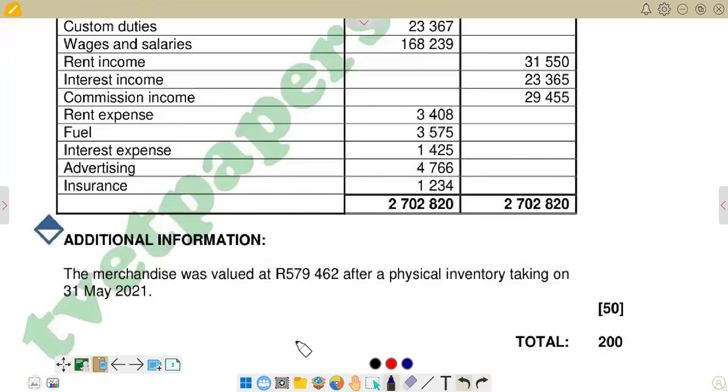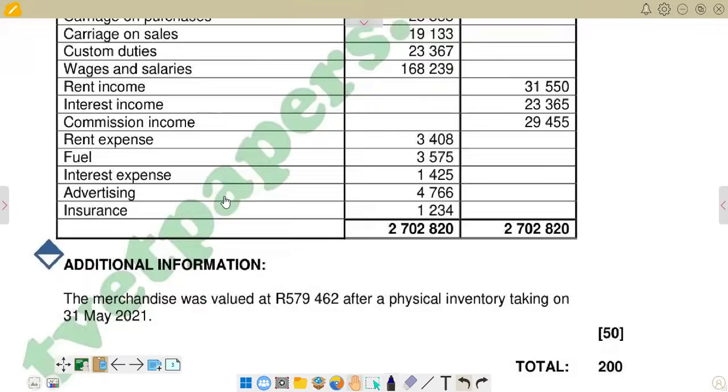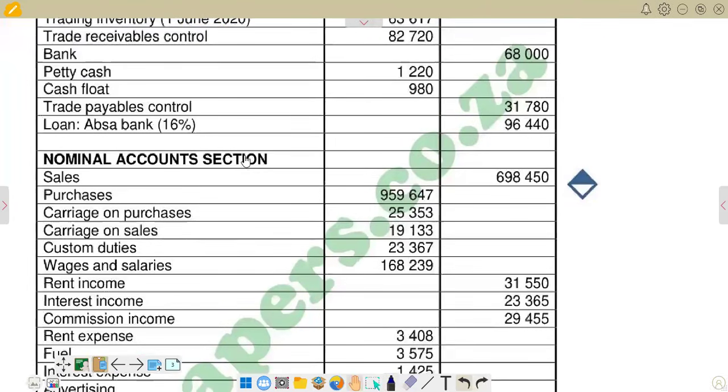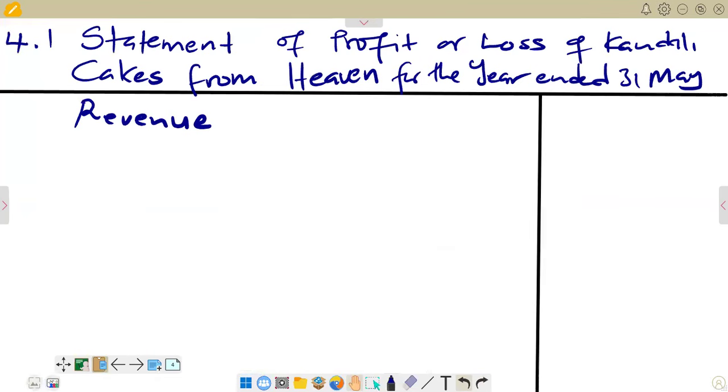You can go up to see the figure that we have. On the nominal accounts section, that's where we are going to have our figure for revenue, which is 698,450. So we are going to pick that figure. We come here and say our opening figure there is 698,450.